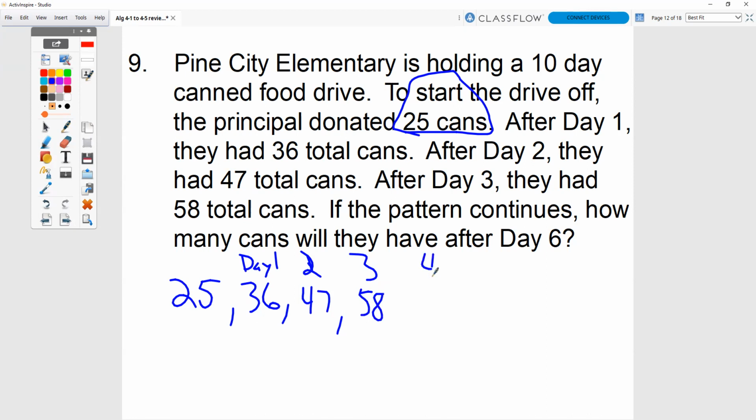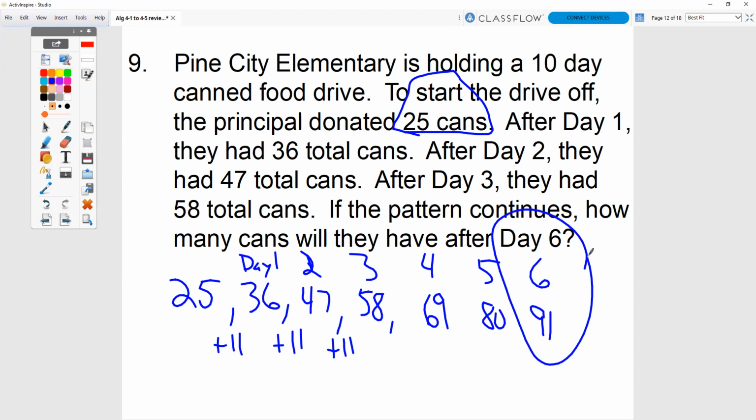So we need to figure out 4, 5, and 6. Well, how do you get from 25 to 36 to 47 to 58? I can see that I am adding by 11 each time. 58 plus 11 is 69. 69 plus 11 is 80. 80 plus 11 is 91. How many will they have after day 6? It is 91 cans. I would write it out like that. I think it's very helpful.